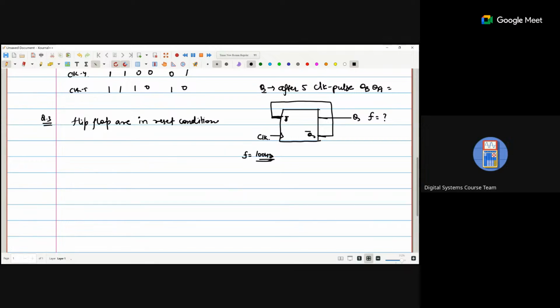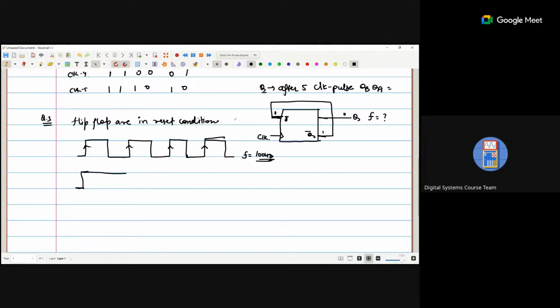Yes, what is the frequency? So what we do here is that we draw one clock signal, and so on. We just draw 4 clock pulses. Initially, we assume Q is 0. When Q is 0, Q bar is 1, so it will go to T. Now when T is 1, the output will toggle. Initially it is 0, so it will go to 1.